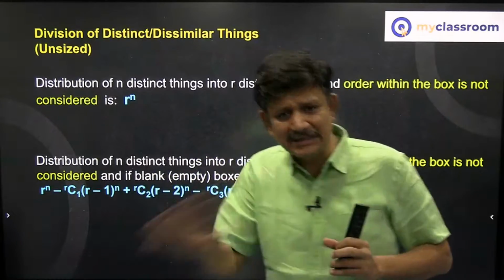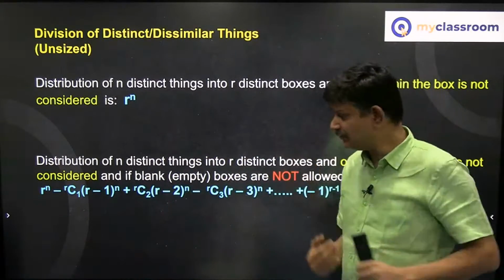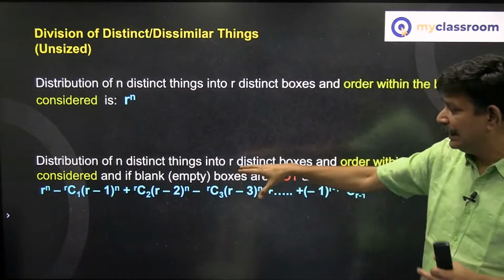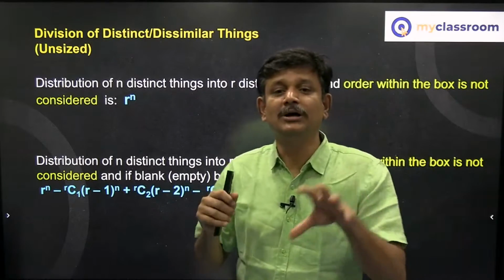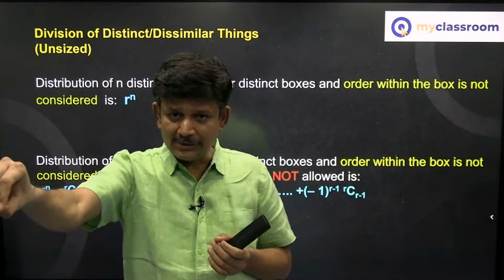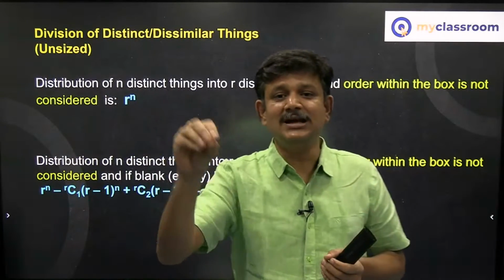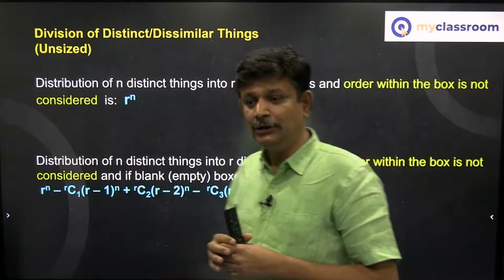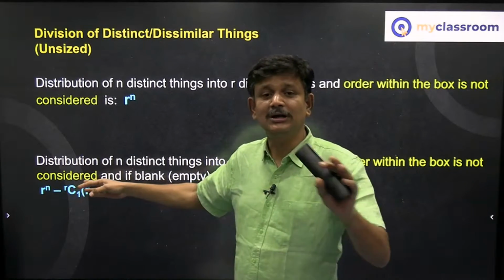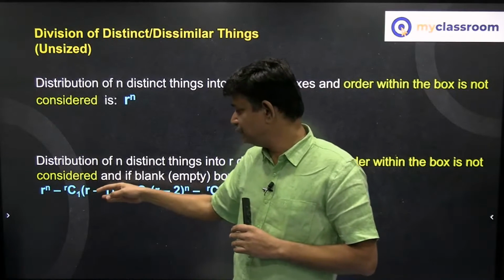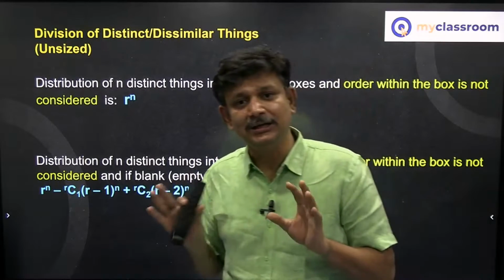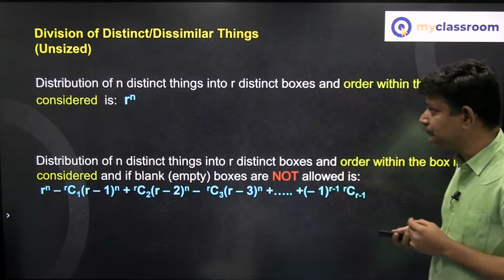Order within the box doesn't matter. We will look at the case where order matters at the last. Order doesn't matter, and empty boxes are not allowed. None of the boxes can be empty. I have to distribute 10 chocolates among 3 children, A, B, C, such that each child gets at least 1 chocolate. So what will that be? 3 power 10 minus, select the case where I am not giving a chocolate to one of the people, 3C1 into 2 power 10, plus 3C2 into 1 power 10. That is how you do this question.